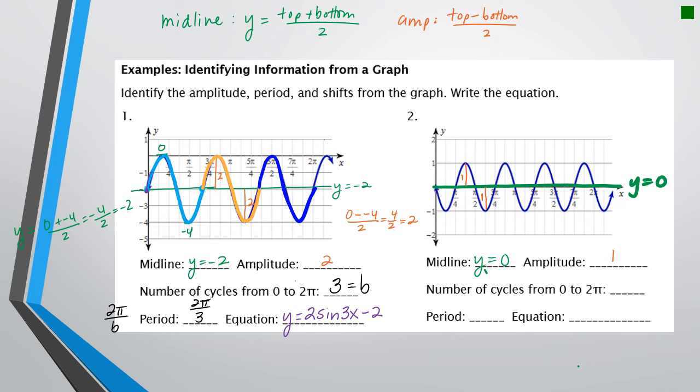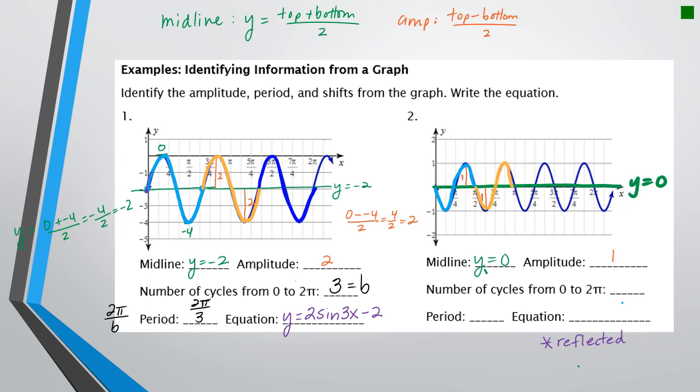Number of cycles between 0 and 2 pi. We're going to take a look here. Now I notice when I'm tracing over this graph, I notice that I go down first. So I'm going to make myself a little note down here for when I do my equation. I'm going to put a little star that this graph is reflected. And I know that because my graph was a valley and then a hill. It goes down first. So I've got one cycle highlighted.